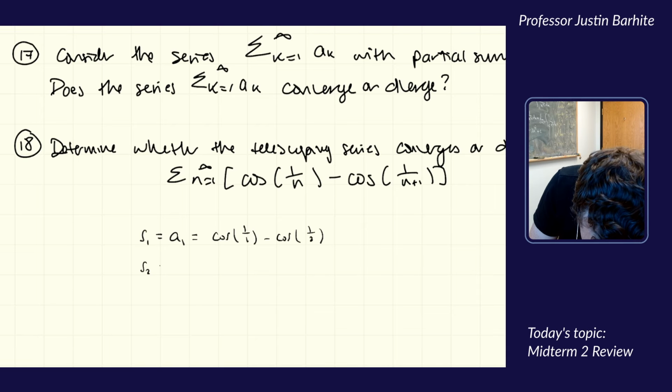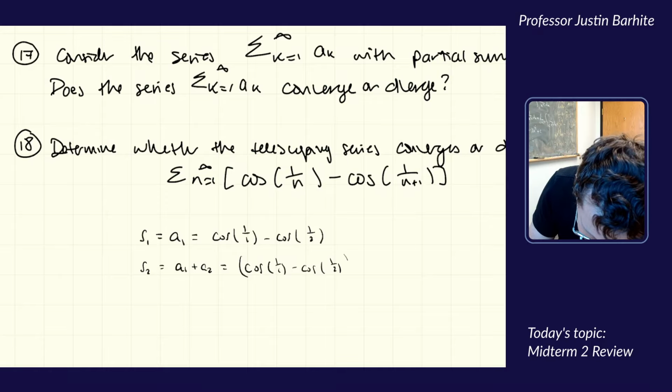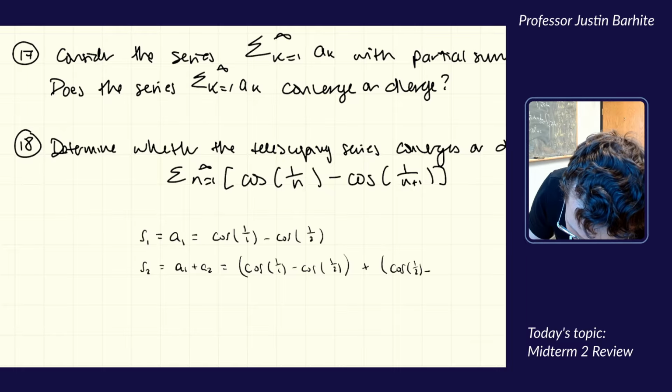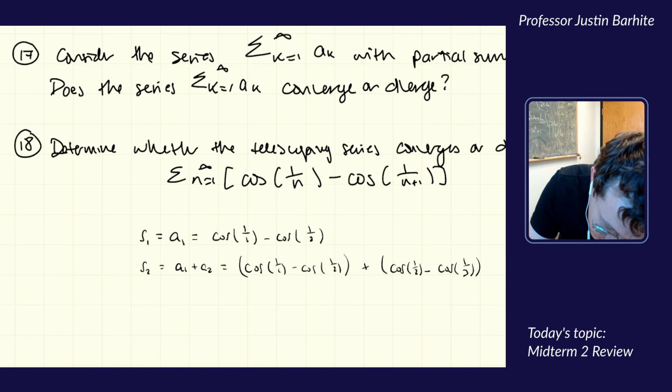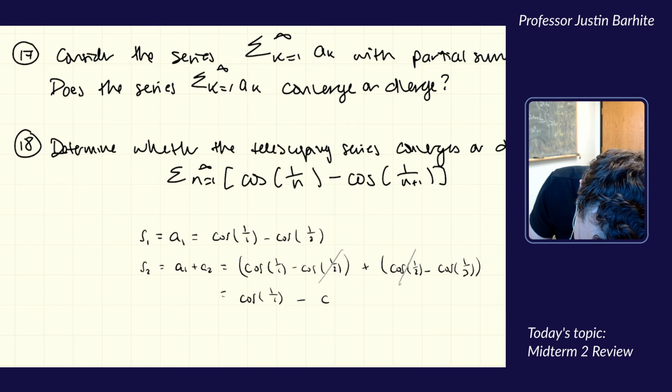The second partial sum is a1 plus a2, which is the cosine of 1 over 1 minus the cosine of 1 over 2. And then a2 is the cosine of 1 over 2 minus the cosine of 1 over 3. And the cosine of 1 over 2 cancels, and we're left with just cosine of 1 over 1 minus cosine of 1/3.